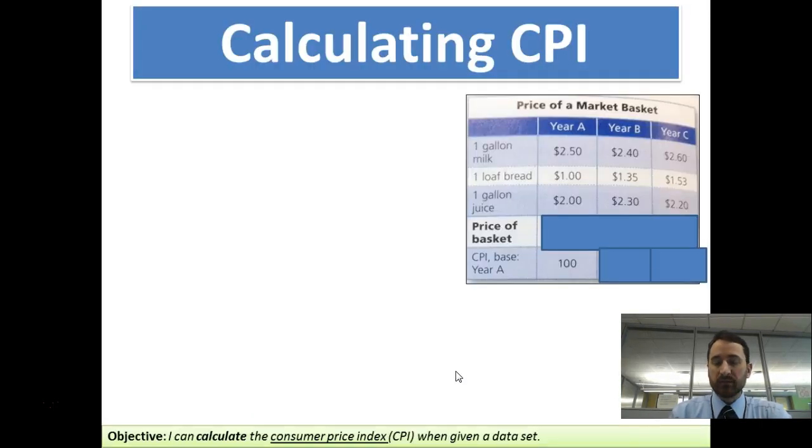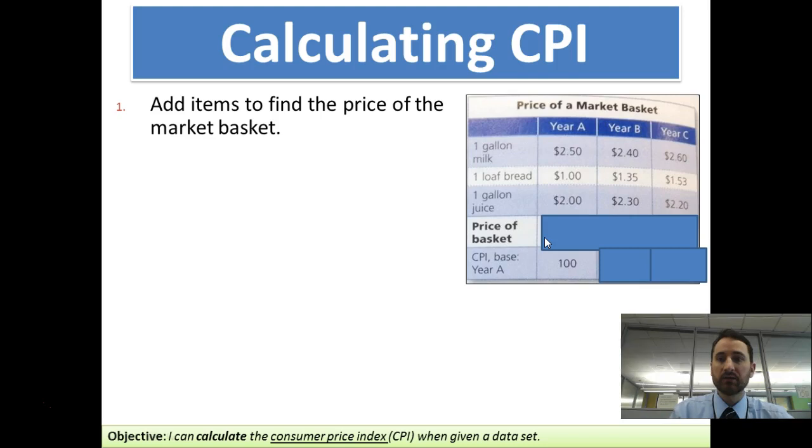And so how do we calculate CPI? You're going to be given a scenario that looks like this. You're going to have a market basket that has some commonly purchased items, and you're going to have a few different years up on top. And this is the price of that good in each particular year. Sometimes the price goes down, sometimes the price goes up. But we want to find, on average, does the price go up or go down? So the first thing we do is we calculate the price of that basket, and we simply add the numbers together to get the price.